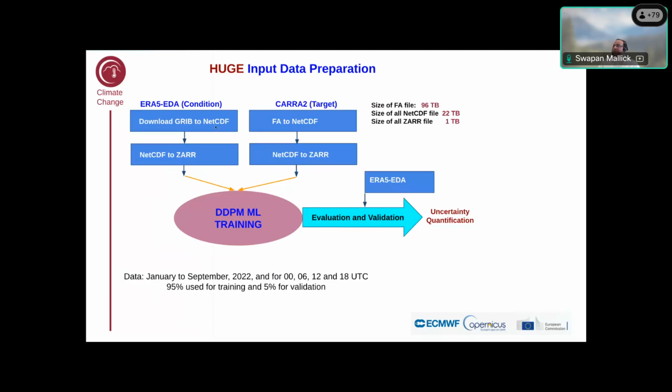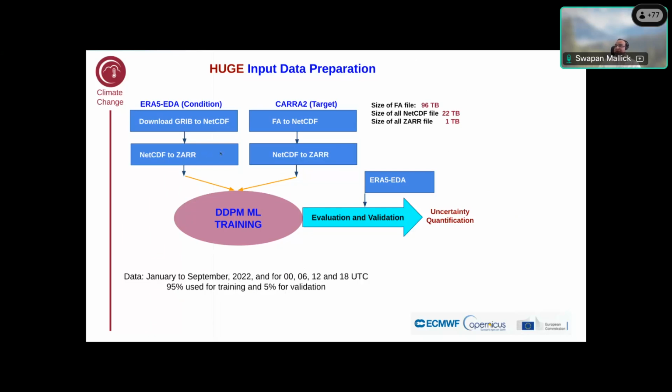For any machine learning model, we know that we need a huge data set. But for this work, we didn't use so much data. We use for training only a 6-month data set, because we have 10 ensemble members, and each day we have 4 cycles, at 00, 06, 12 and 18 UTC. We use 90% of the data for training and 5% for validation.